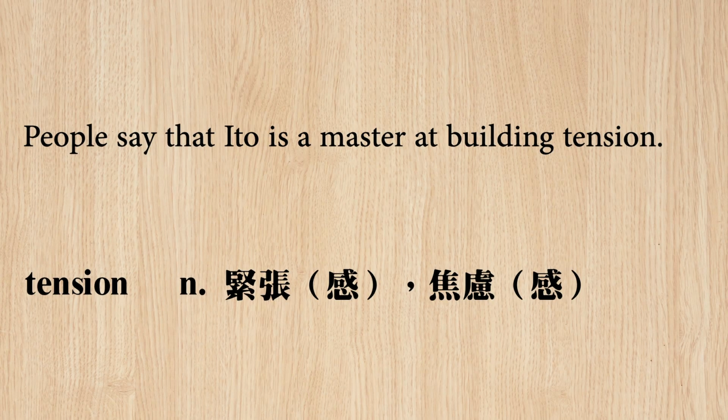Okay, let's finish our article for today, the last paragraph. But remember, we have a whole other day tomorrow for you on the same subject. The first sentence of our last paragraph today is, people say that Ito is a master at building tension. Well, if you want to make people feel nervous or afraid, then if you're successful, it makes them feel stressed or afraid, scared, frightened. And he's a master at this. That's why so many people like to read him.